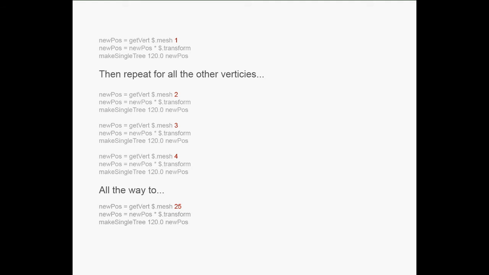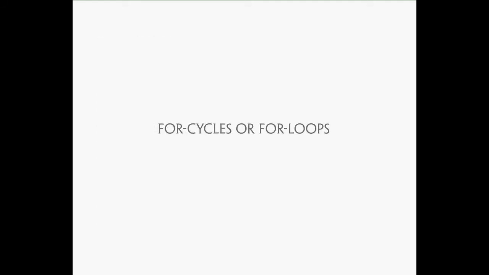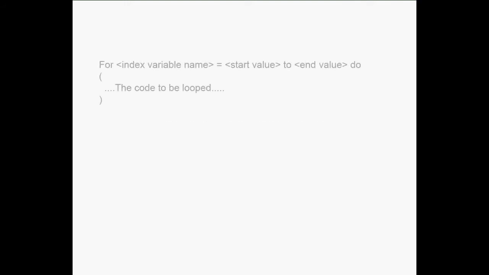So basically, what we want to tell Max is to repeat these three lines for each of the vertices of the selected object, increasing the index number each step. For this, programming languages have something called the for cycle or for loop. And it looks something like this. For loops allow for repeating a given block of code a number of times.